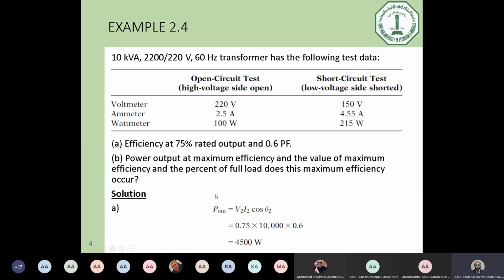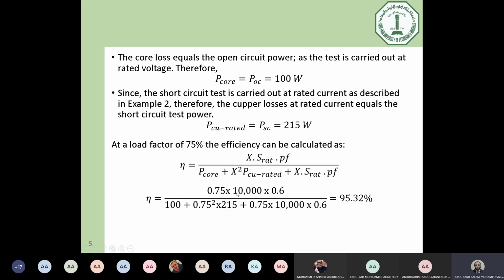So simply, for this part, we can get the efficiency. First, we need to calculate P out. P out is nothing but VI cosine phi, and VI is the total or apparent power, which is given here as 10 kVA, and we need here 75% of this power. So we can say 0.75 multiplied by 10k multiplied by the power factor. So this is now the output power.